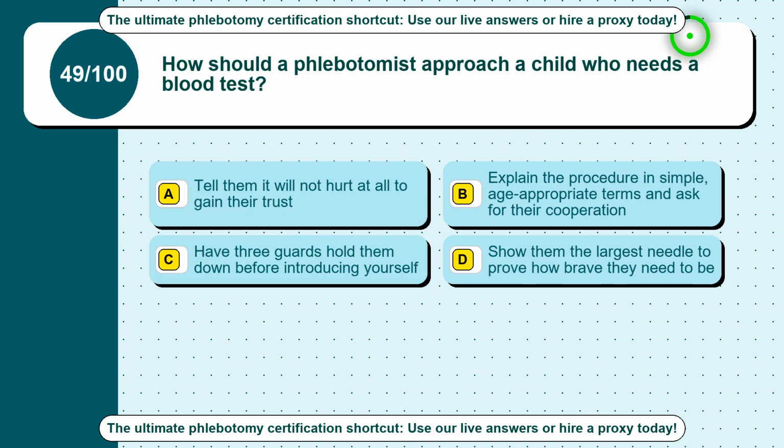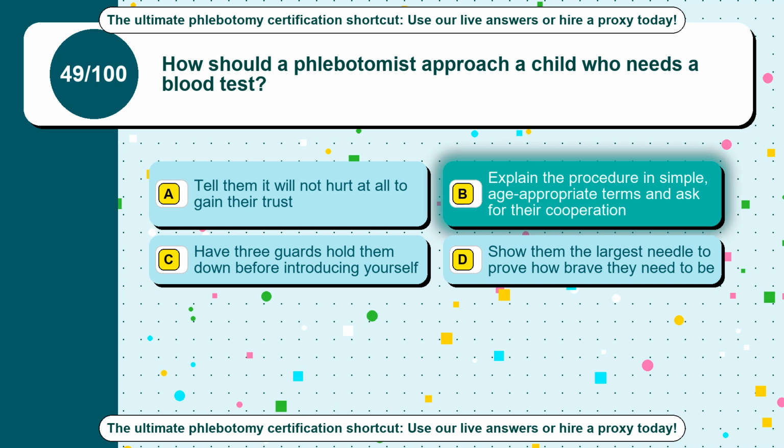Question 49. How should a phlebotomist approach a child who needs a blood test? Option A, tell them it will not hurt at all to gain their trust. Option B, explain the procedure in simple, age-appropriate terms and ask for their cooperation. Option C, have 3 guards hold them down before introducing yourself. Option D, show them the largest needle to prove how brave they need to be.